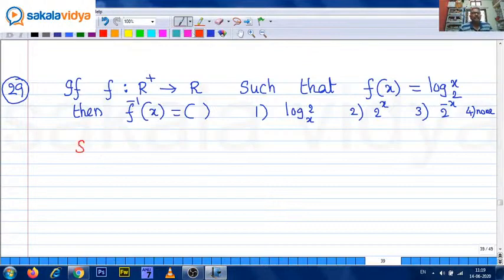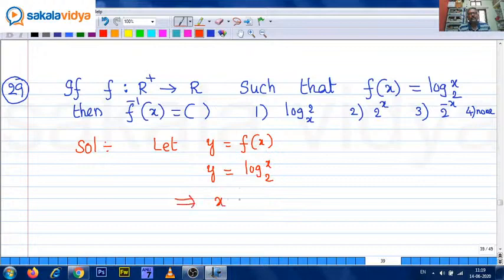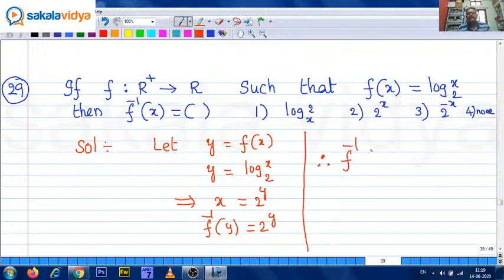Now the solution also let us do. Let y be equal to f of x. So y equals log x to the base 2. So that implies x equals 2 power y. x is nothing but f inverse y, which is 2 power y. Then the inverse function is defined as f inverse x equals 2 power x. That's why the second one.